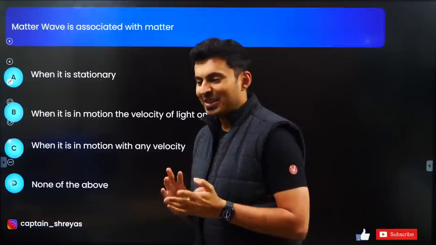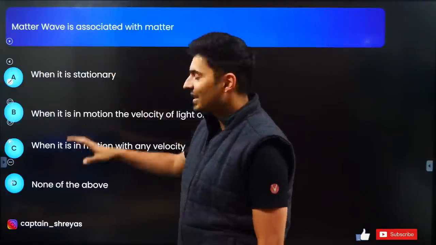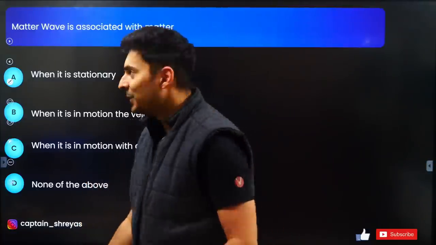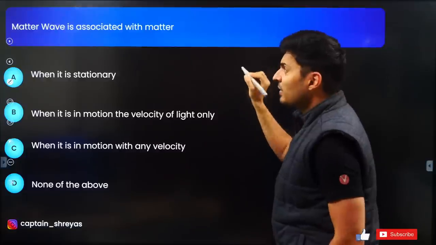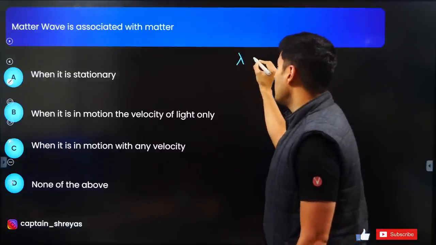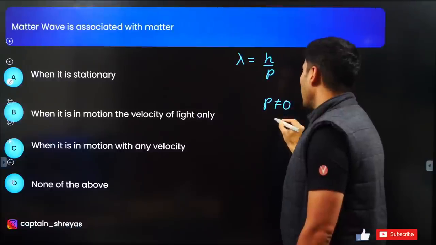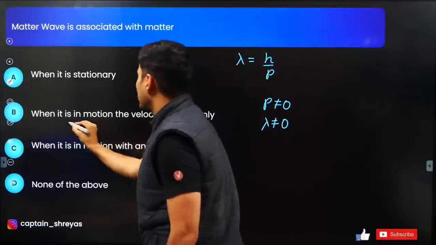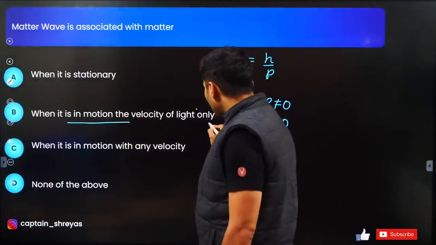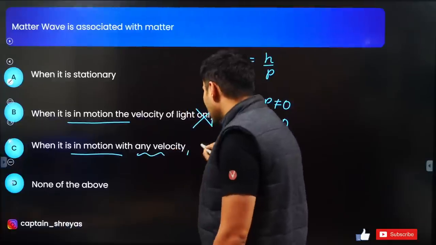Many people are confused between C and B. A, definitely not, Sandhya. Think about it. I just told you, when it is at rest, how is there a matter wave? No, right? So, think like this, my dear students. Matter wave is associated with matter. So, lambda is h by p. So, when p is not zero, lambda is also not zero. So, when it is in motion with the velocity of light only, wrong. When it is in motion with any velocity, correct.